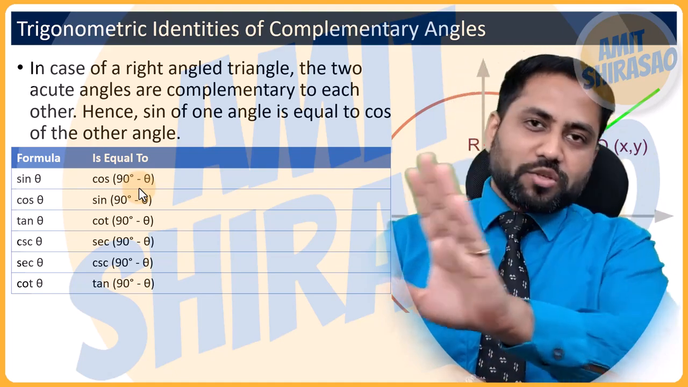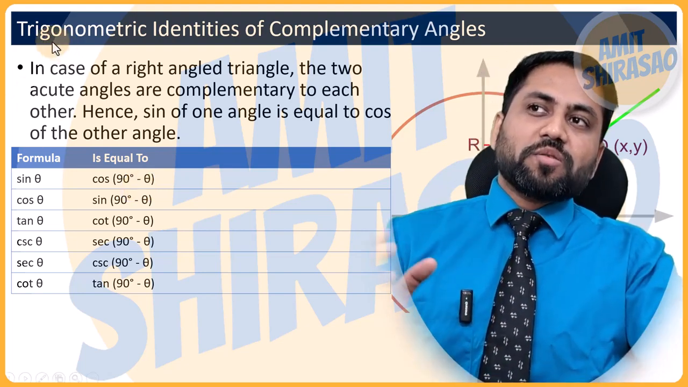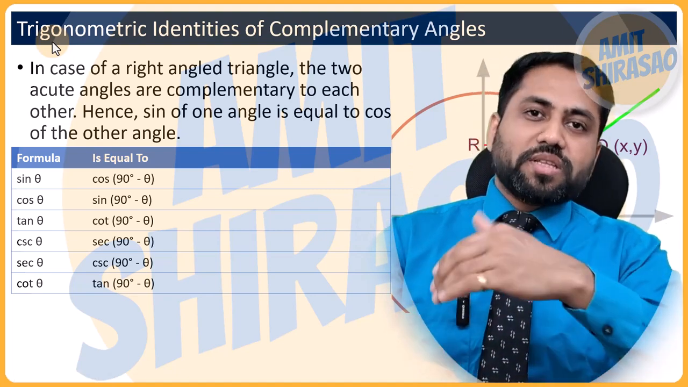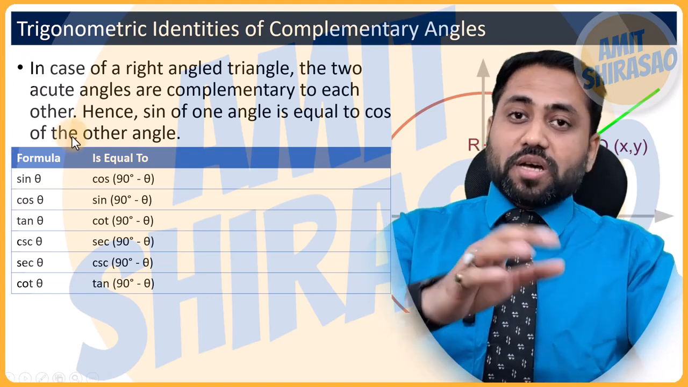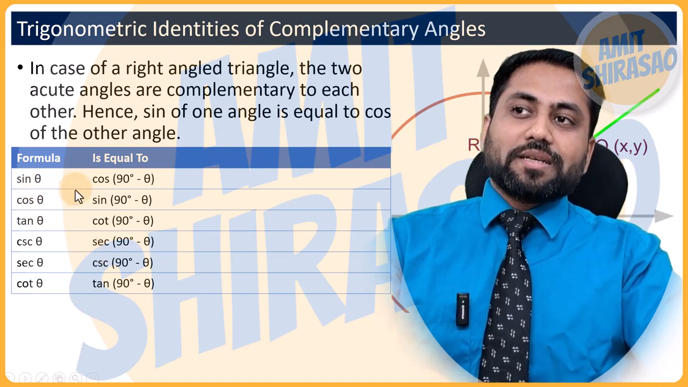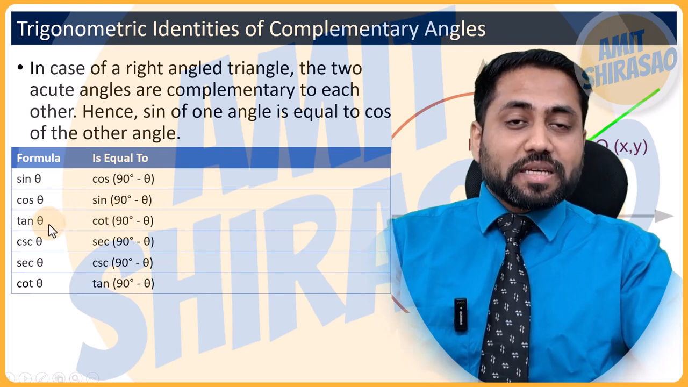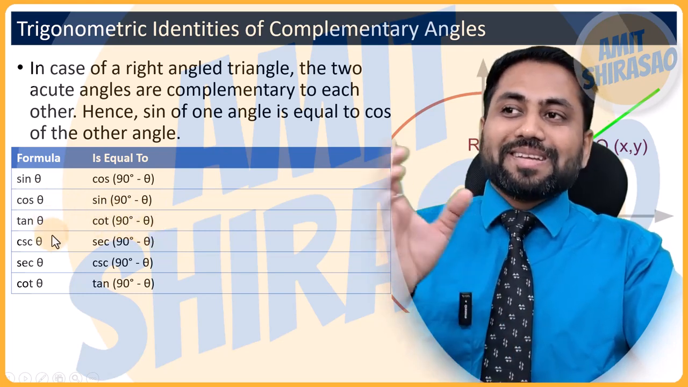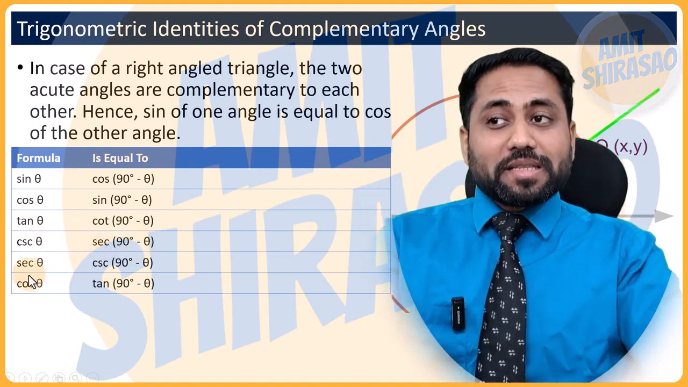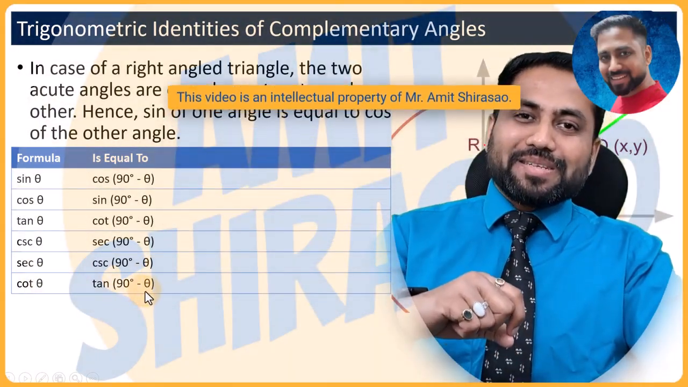So this is not actually an identity, but in all the study materials I have, I found it to be called a trigonometric identity. So I'm telling you what the textbooks say, but I personally don't think it is an identity. But anyway, if you are asked in school, you should say, yeah, trigonometric identities for complementary angles are these. So sine theta is equal to cos 90 minus theta, cos theta is equal to sine 90 minus theta, tan theta is equal to cot 90 minus theta, cosec theta is equal to sec 90 minus theta, sec theta is equal to cosec 90 minus theta, and cot theta is equal to tan 90 minus theta.